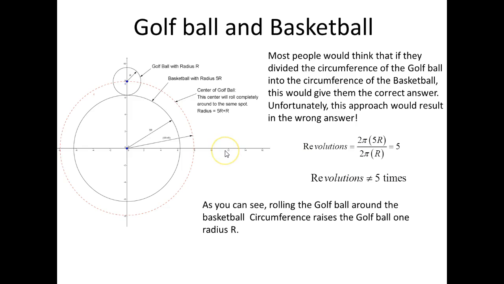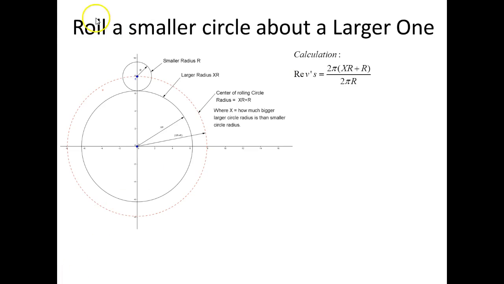As you can see, rolling the golf ball around the basketball circumference raises the golf ball 1 radius, r. So what's the relationship in rolling one circle about a larger one? Let's see. We have our golf ball here, and we have our basketball. As we know, as the golf ball revolves, the center of this golf ball is rolling around the basketball. So let's calculate that. Our revolutions is equal to 2 pi times x times r plus r.